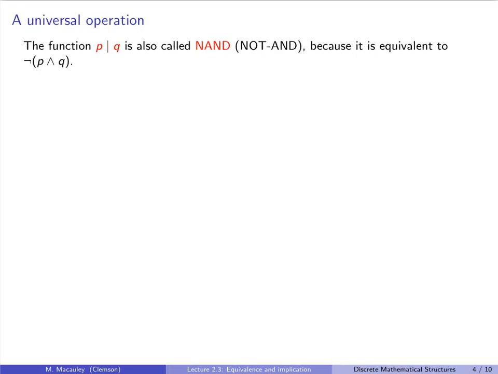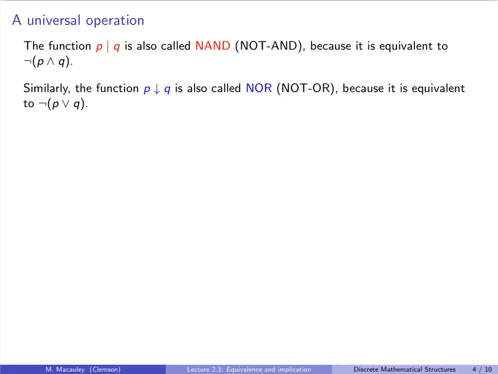In summary, the function P vertical bar Q is also called NAND, short for not and, because it is equivalent to the negation of P and Q. And the function P down arrow Q, the Pierce arrow, is also called NOR, short for not or, because it is equivalent to the negation of P or Q.